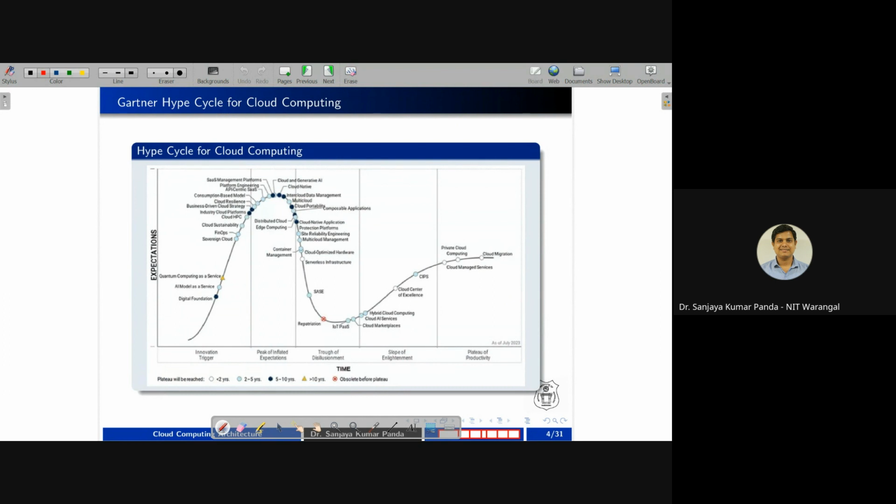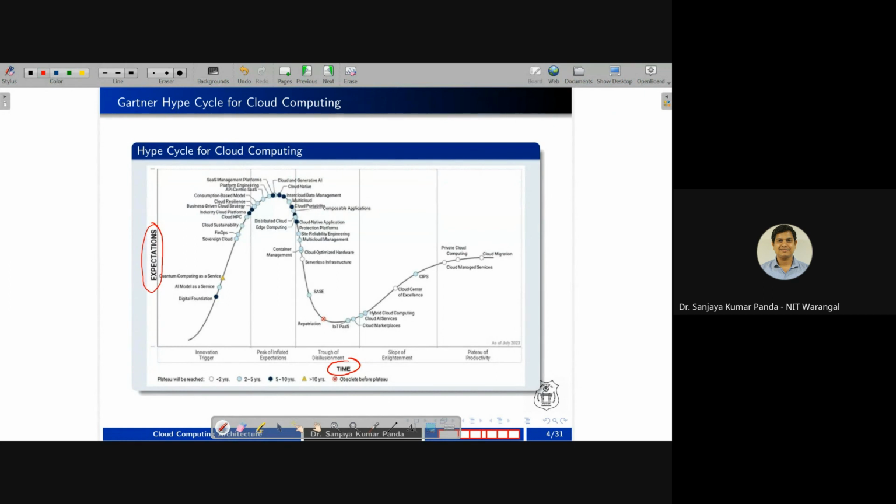Okay. So why is this hype cycle important? Because this hype cycle is followed by academia, as well as by industry. So you can see in the hype cycle, the x-axis represents time and the y-axis represents expectations. So over a period of time, what is the expectation of industry for a particular technology?